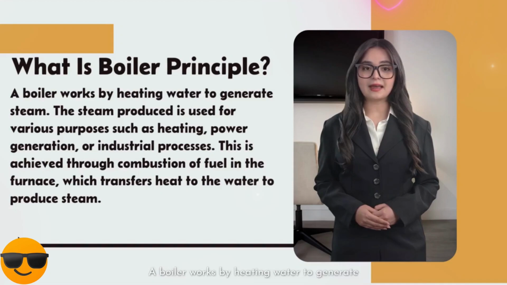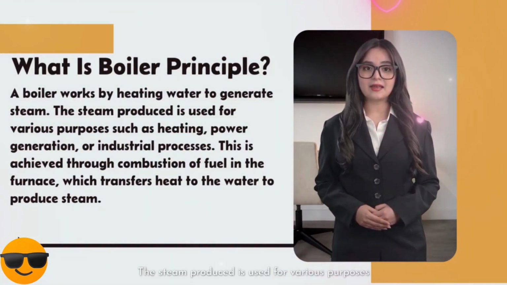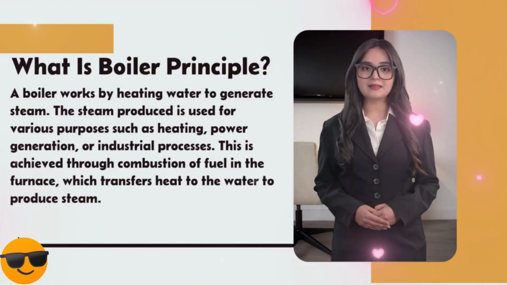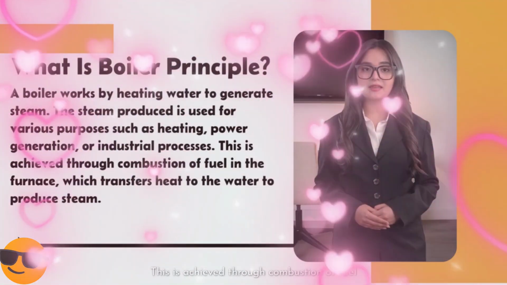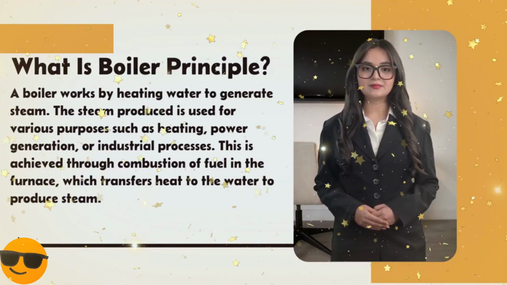A boiler works by heating water to generate steam. The steam produced is used for various purposes such as heating, power generation, or industrial processes. This is achieved through combustion of fuel in the furnace, which transfers heat to the water to produce steam.